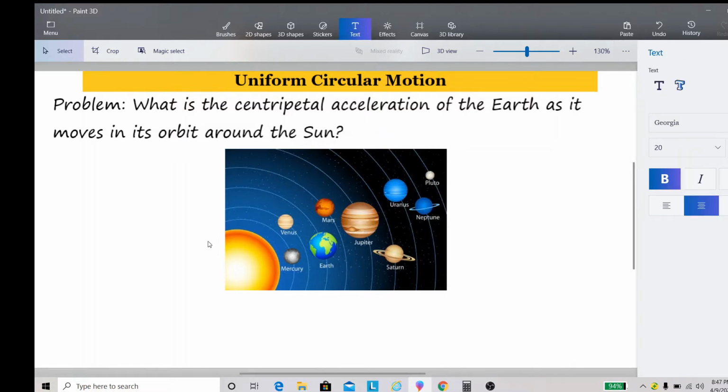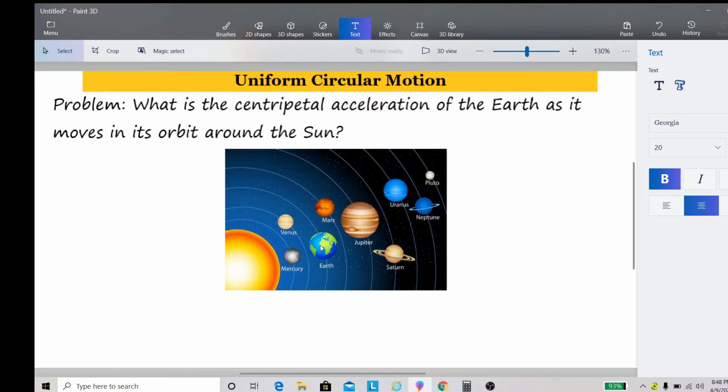The sun is the center of the solar system, and moving around it are the planets with their respective orbits. These small lines are the orbit. So it seems like it is moving in a circular direction, and the distance from the Earth to the Sun is somewhat the radius of this circle.